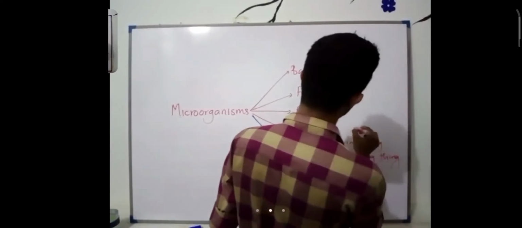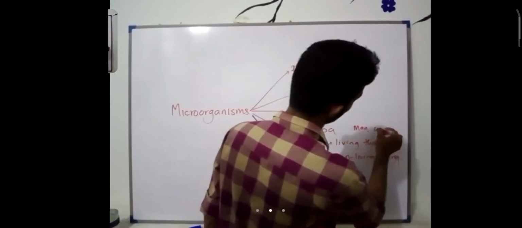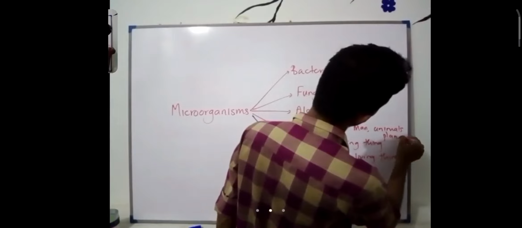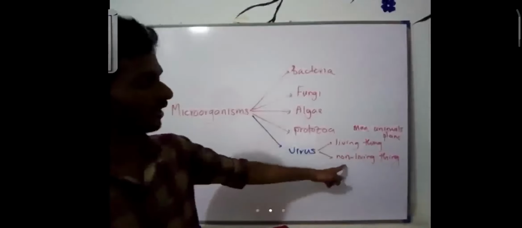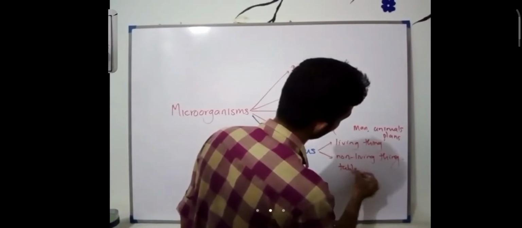Okay, living things mean, for example, human, animals and plants. Plants are also living things. Non-living things means what? For example, table, this marker.